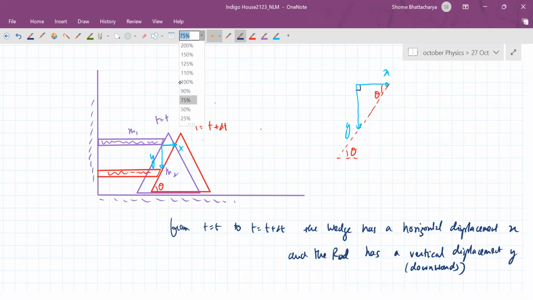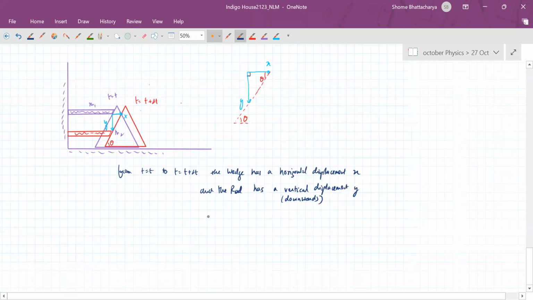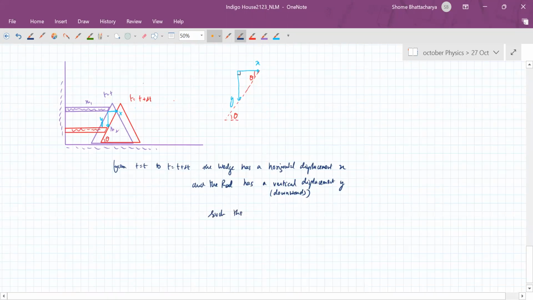Because they remain in contact, as you can see in the above diagram, tan theta is equal to y by x, or y is equal to x tan theta. Here theta was 53 degrees. So y is equal to 4 by 3 x. So this in itself is our constraint relation.